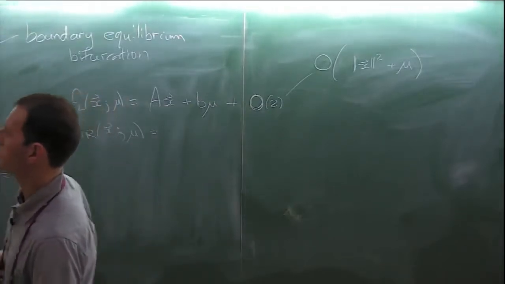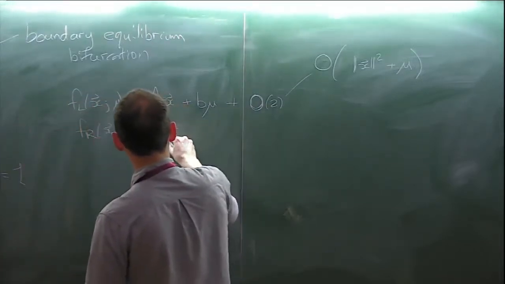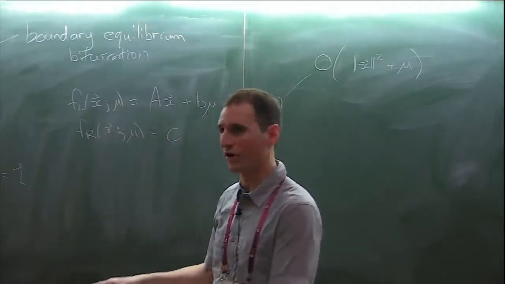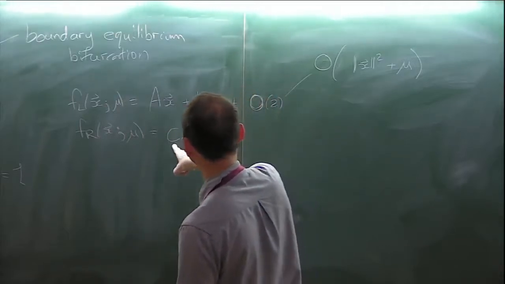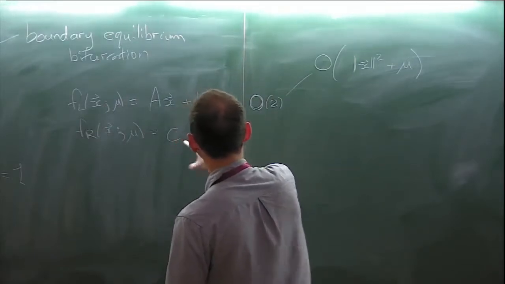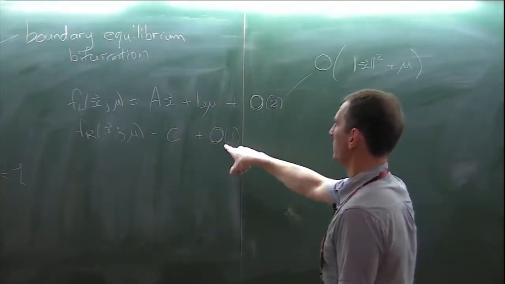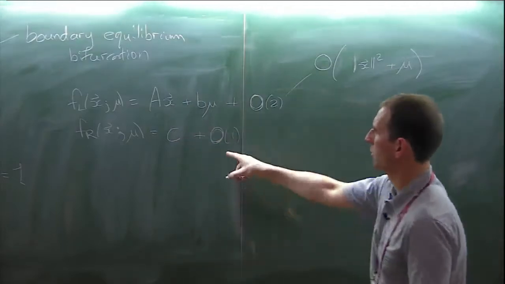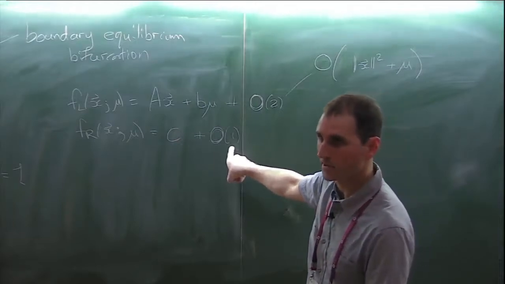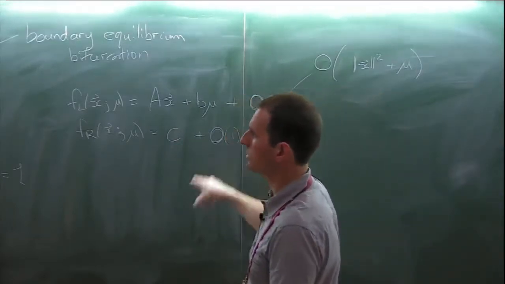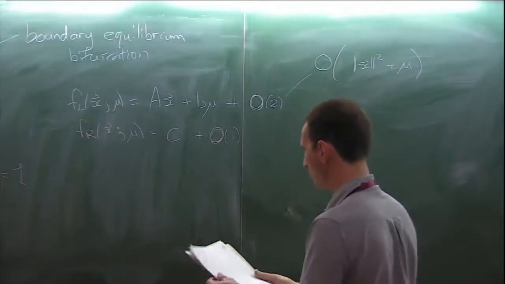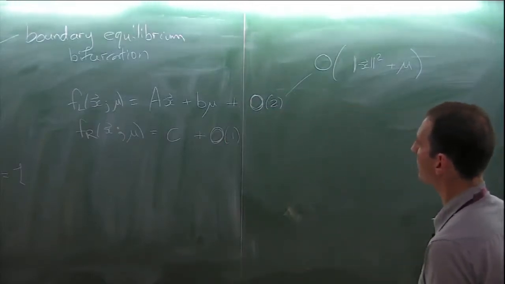Okay, so there's no such condition on FR. So generically, there will be some constant vector. So C is a constant vector. And then next I've got linear terms, which for FR are higher order. And as we'll see, they're not going to be important.